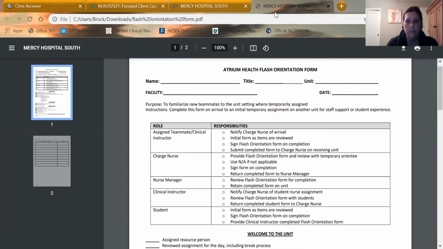And that does not come back to me. I will not be asking for that back. When I round, I want the CV form and the handbook form. The flash orientation form stays either with the unit manager or the unit educator. So just ask your preceptor, they should know who to turn that into.